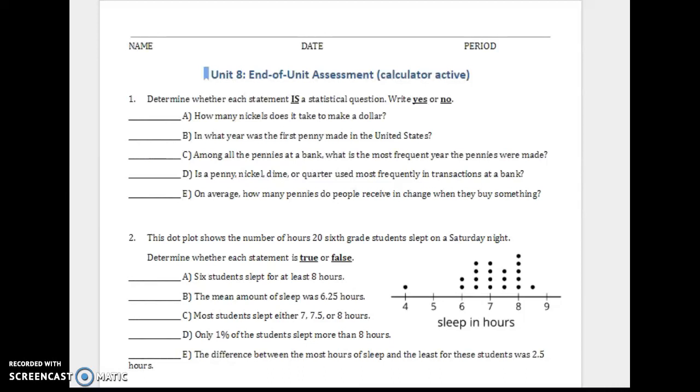A. How many nickels does it take to make $1? B. In what year was the first penny made in the United States? C. Among all the pennies at the bank, which is the most frequent year the pennies were made?